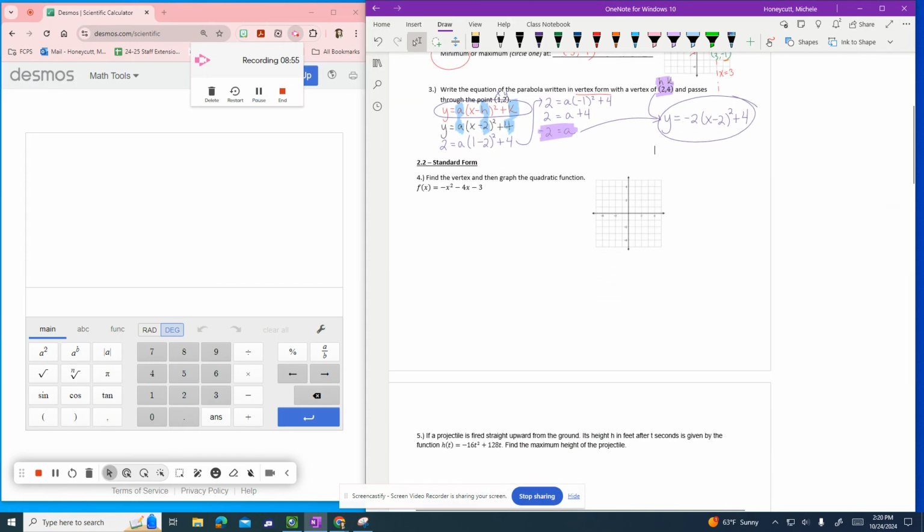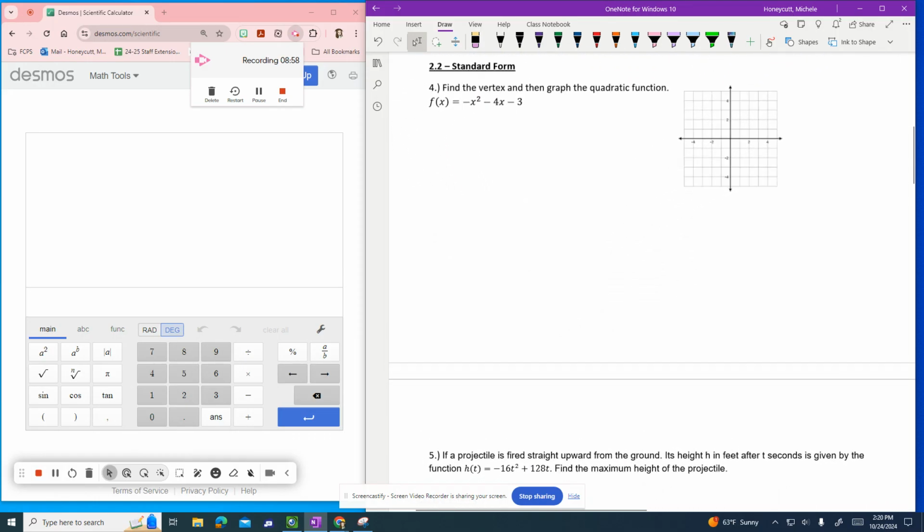So now let's look at question 4. Question 4 says define the vertex and then graph the quadratic function. So I look at this and I notice that it is in standard form, which is y equals ax squared plus bx plus c. And so when an equation is in standard form, we can see the y-intercept. It's that c number. So I know there's a y-intercept at (0, negative 3).